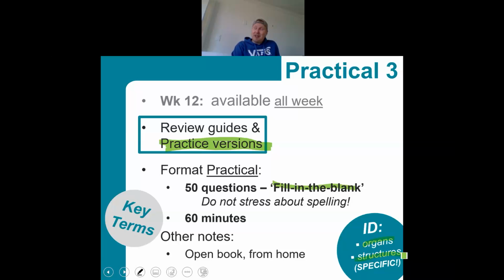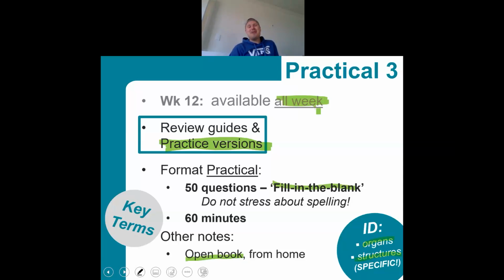Again, open book. You can do it from home. You can use your notes. Some students prefer to take pictures of their practice versions of the practical, some write notes, whatever floats your boat, you can do that. But that's next week, like I said, available all week.